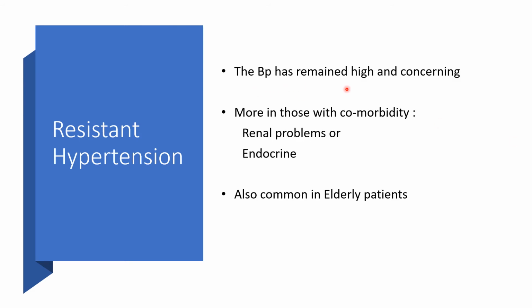Now, the BP has remained high, and not just high, it is concerning. So it is more in those with associated comorbidities like renal problems or endocrine problems. You know why? If you have not addressed these problems, you cannot get out of the problem. So there will be that resistance to everything you are doing, and it will remain resistant hypertension. It is also common in elderly patients.